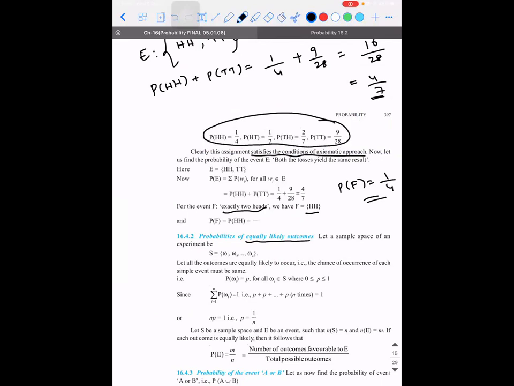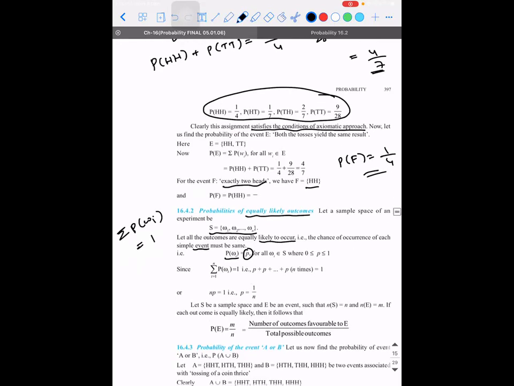Let the sample space of an experiment be omega 1, omega 2, and so on till omega n. Let all the outcomes be equally likely to occur. That is, the chance of occurrence of a simple event must be the same. So if I take any random sample point and write its probability as P, then we know that the sum of the probabilities of all individual events should be equal to 1. So the probability of each outcome will be equal to 1 divided by n. That's what they're trying to say.